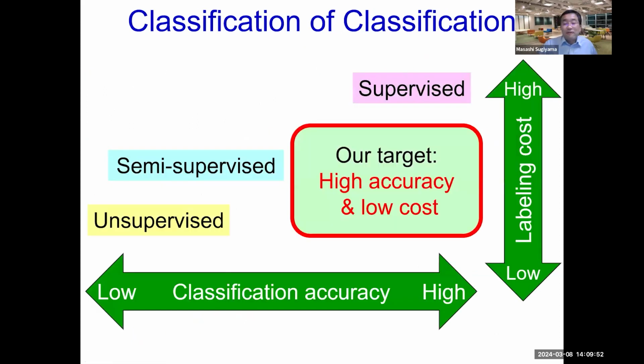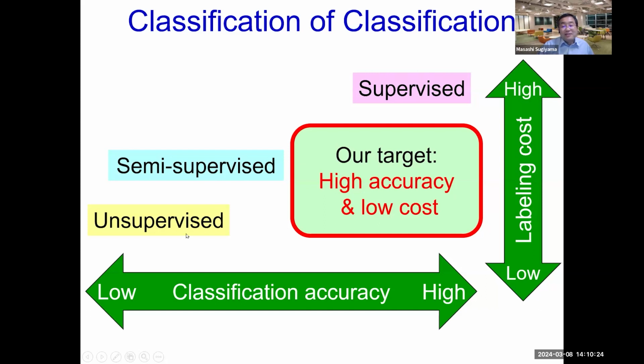So then, a summary so far. I took the labeling cost on the vertical axis, low and high, and classification accuracy on the horizontal axis, low and high. Supervised learning uses all labels, so its labeling cost is the highest, on the top of the figure. And the classification accuracy is high enough, because if you have clean labeled data, then supervised learning is the right method to use. So this is located on the top right corner of the figure.